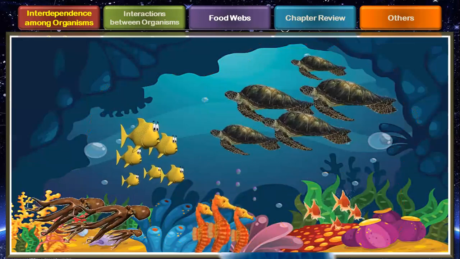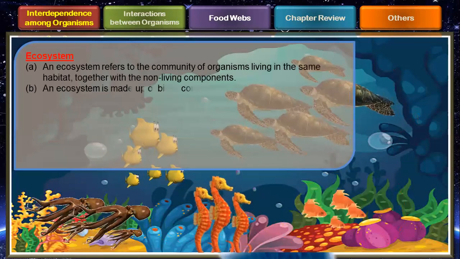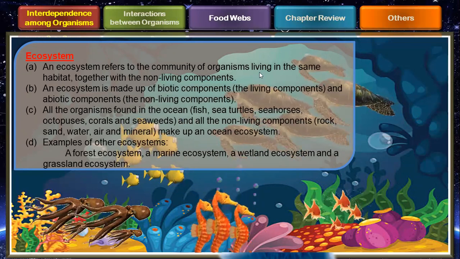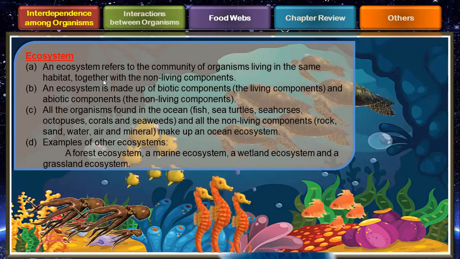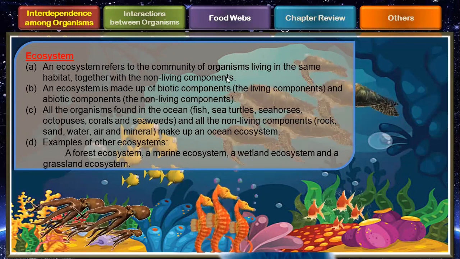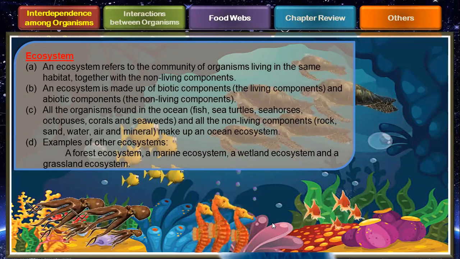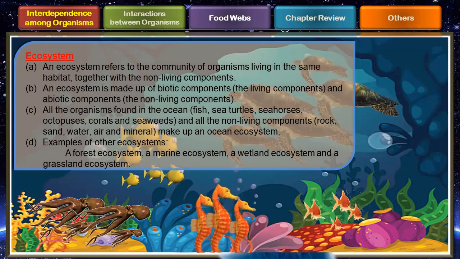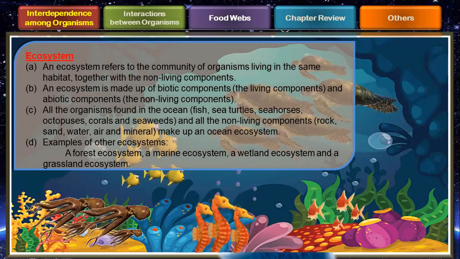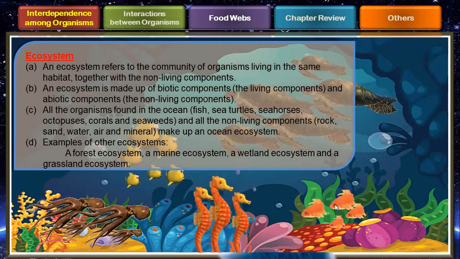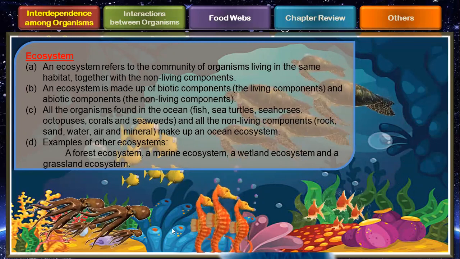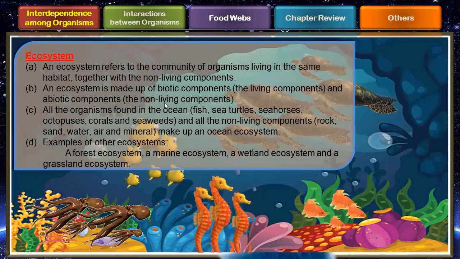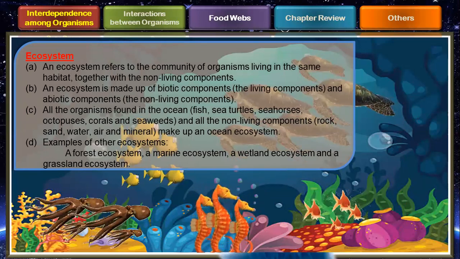We also have this word ecosystem. So what is it? An ecosystem refers to the community of organisms living in the same habitat together with the non-living components. That means we have sand, water, and air, which are non-living components. All those living components that we can see, most of them we have mentioned already, but we also have here the seaweeds, the corals, the snails. They are also living organisms, right? So we have a specific term that we use to describe them.